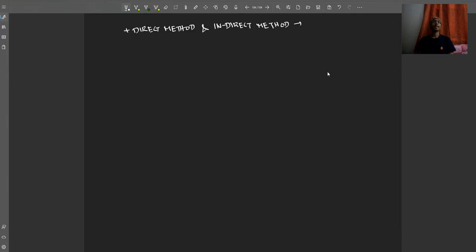Direct method and indirect method. So friends, in the direct method, the CFO and all its sub-elements are specifically mentioned, whether they have increased or decreased, or whether there have been inflows and outflows. So inflows and outflows both are mentioned separately for all the items under the cash flow from operations statement, right?